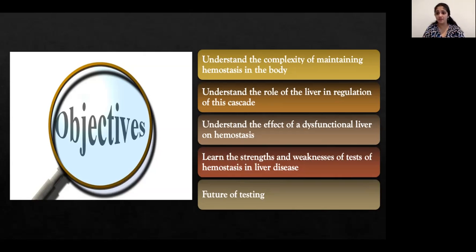I do want to mention that management of bleeding or clotting complications in liver disease is not the focus of this topic, because that could be a whole separate grand rounds in itself. So that's not the focus of this presentation, but I do want to impress upon all of you how complex the situation can be when your liver goes haywire and starts doing all the stuff that it does when it's sick.